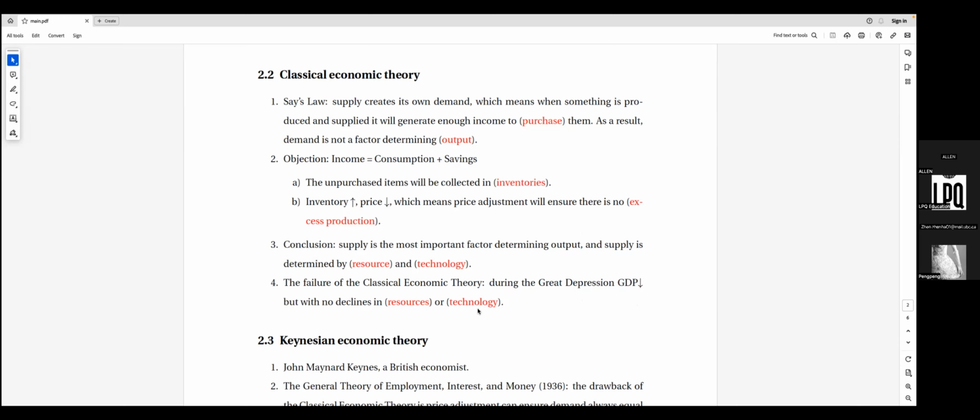Okay, the real history proves that the classical theory at least has some drawbacks. So a question for you guys: what is the problem here? What is the big mistake made by the classical theory economists?